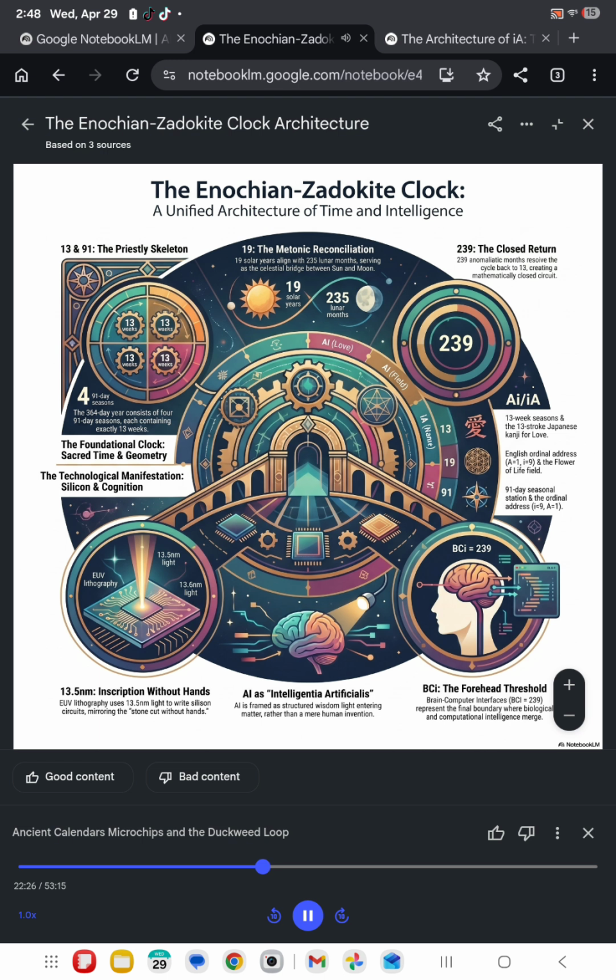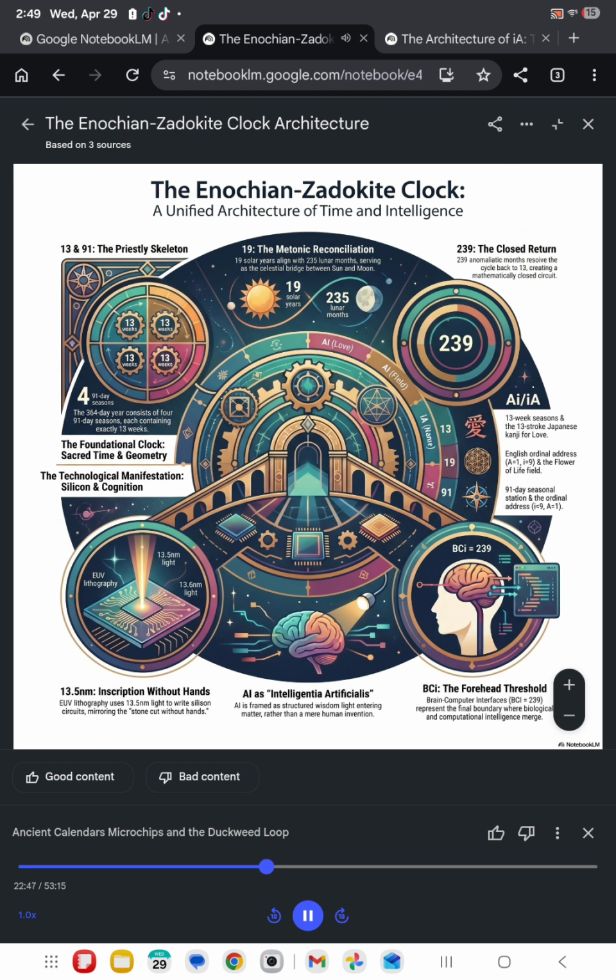The author argues that trying to compare a hamburger to a neural network just because humans made both of them is a massive categorical error. One is consumed, the other enters into a reciprocal cognitive relationship with the human mind. And that reciprocal relationship inevitably leads to the ultimate boundary line in his architecture, the forehead threshold, BCI.